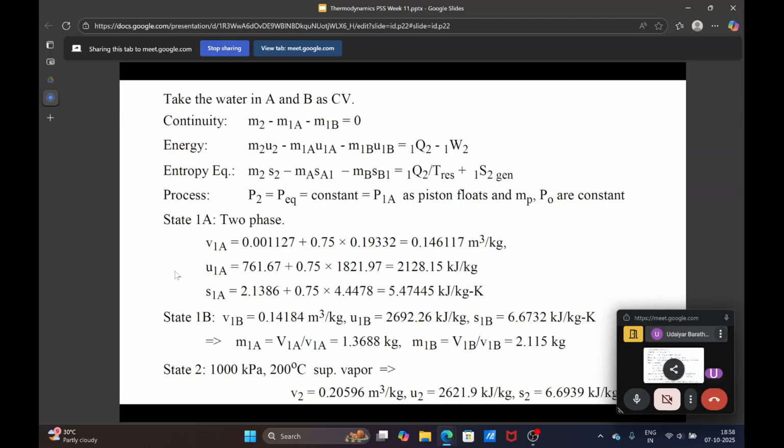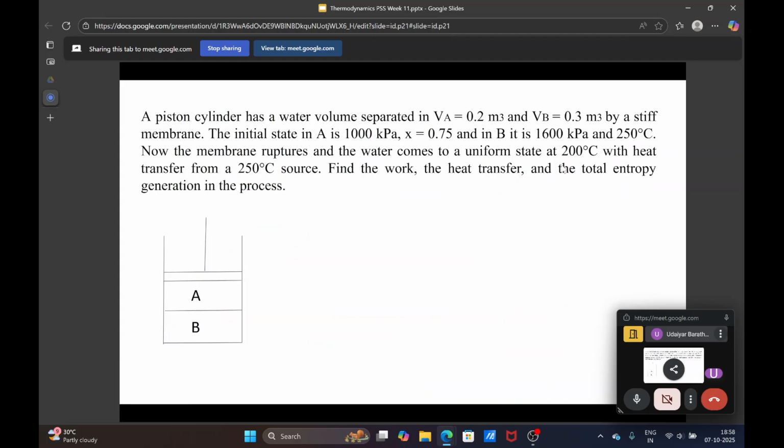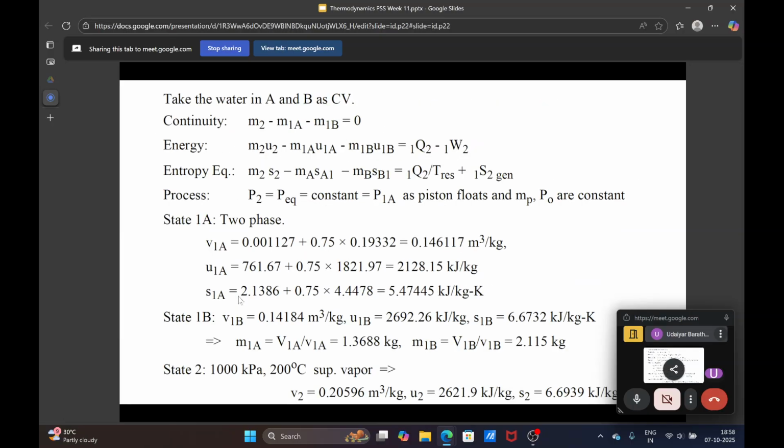And state 1B is for 1600 kilopascal and 250 degrees Celsius. The specific volume is 0.14184 meter cube per kg, the internal energy is 2692.26 kilojoule per kg, and the entropy is 6.6732 kilojoule per kg Kelvin. Using this, now we can find the individual masses. M1 is V1 divided by specific volume 1, which comes out to be 1.3688 kg. Similarly, the mass at volume B is the volume B divided by the specific volume of B, which comes out to be 2.115.